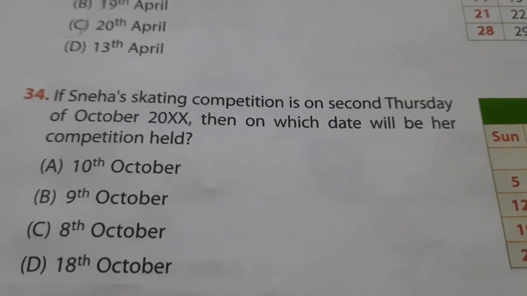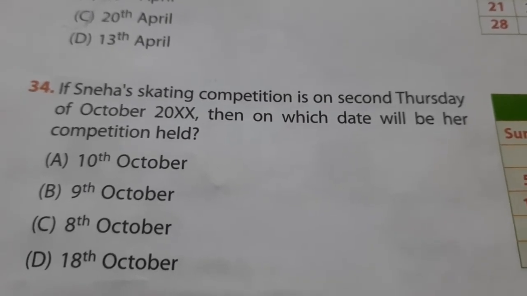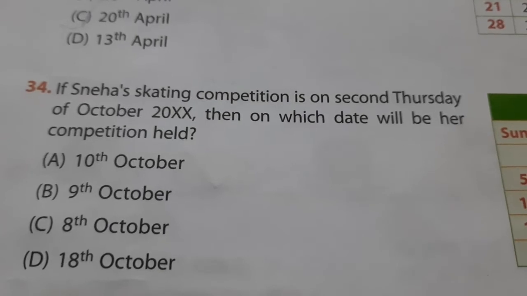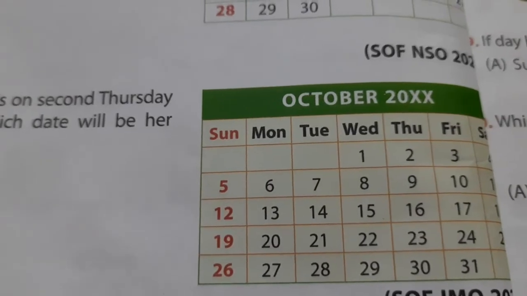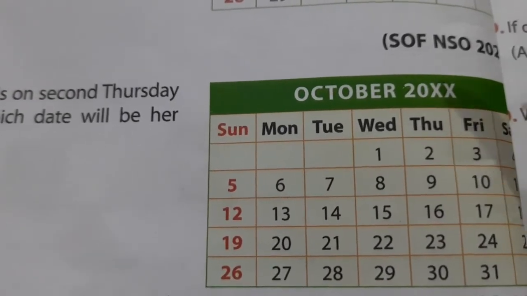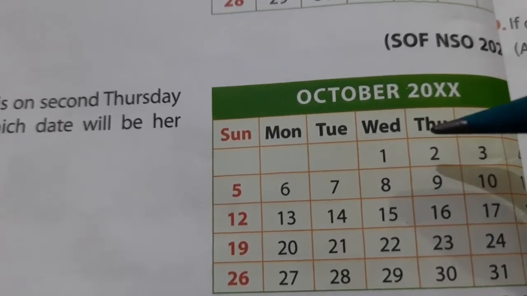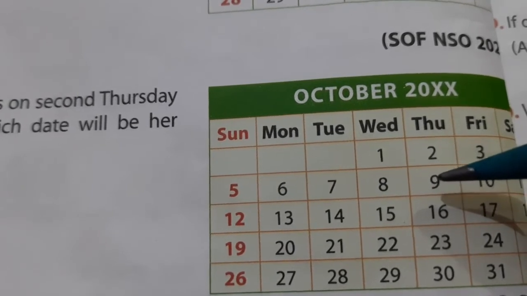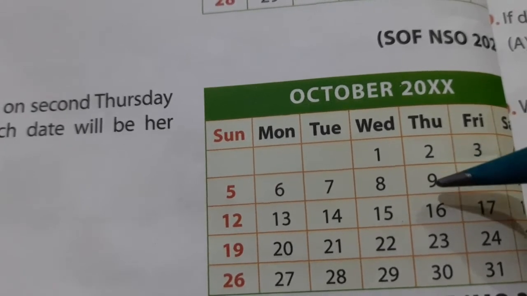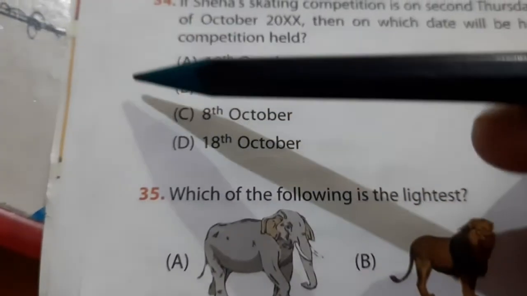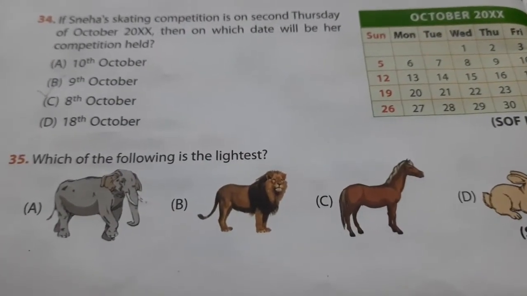Similar kind of question. If Sneha's skating competition is on the second Thursday of October, then on which date will her competition be held? If we look at this particular calendar, the second Thursday of October is going to be the 9th of October, and hence the date on which the competition will be held is the 9th of October, which is option B. Please tick it. Let us look at the next question, which is question number 35.